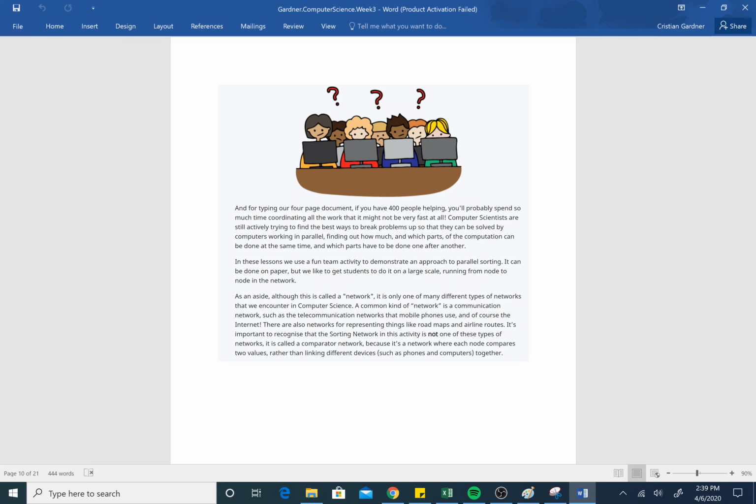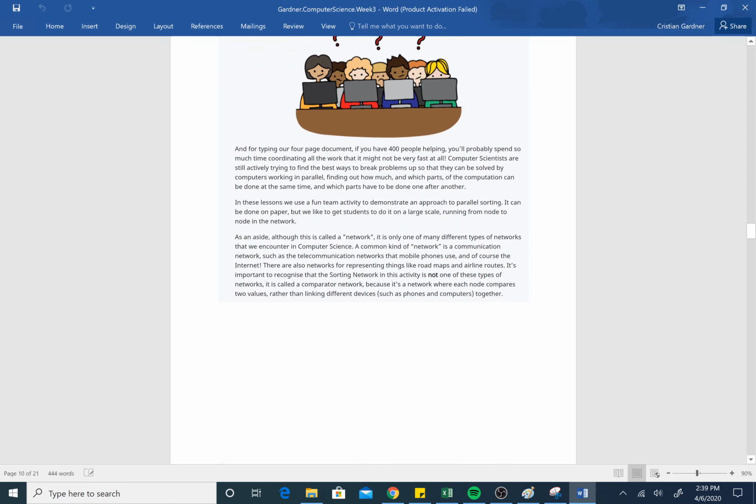Computer scientists are still actively trying to find the best ways to break problems up so they can be solved by computers working in parallel, finding out how much and which parts of the computation can be done at the same time, and which parts have to be done one after another. In these lessons, we use a fun team activity to demonstrate a parallel approach to sorting. It can be done on paper, but we like to get students doing it on a large scale, running from node to node in the network.